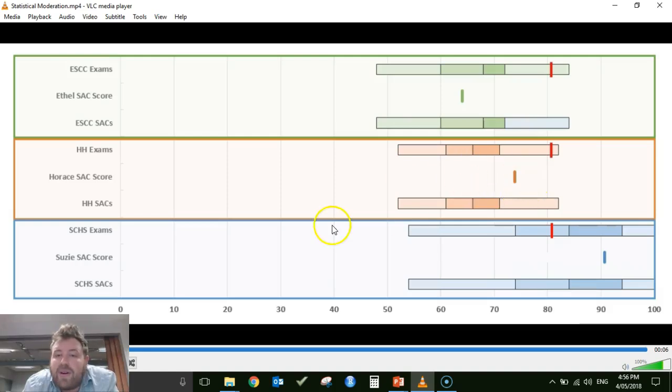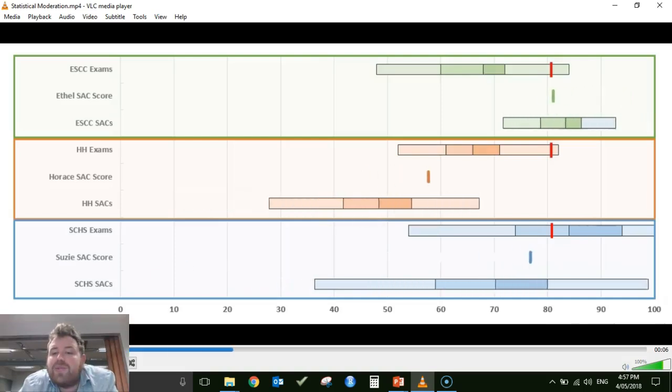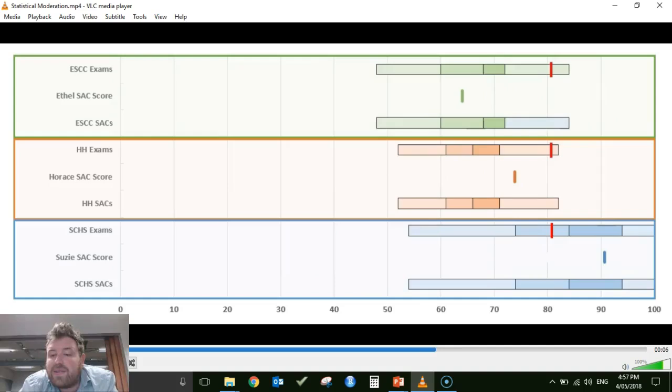And similarly for Horace, Horace's raw score on the SACs is disastrous, but we all know that that's just because the SACs were really hard. And when they go into the exam, they do much better on that exam than they did on the SACs, and Horace's mark gets moved up along with the rest of his cohort.